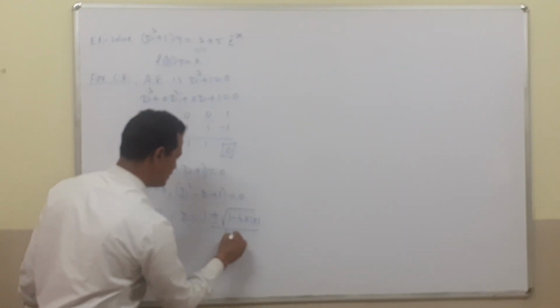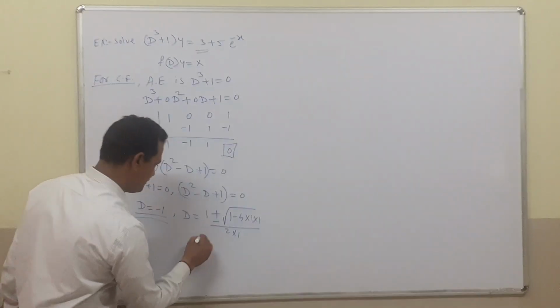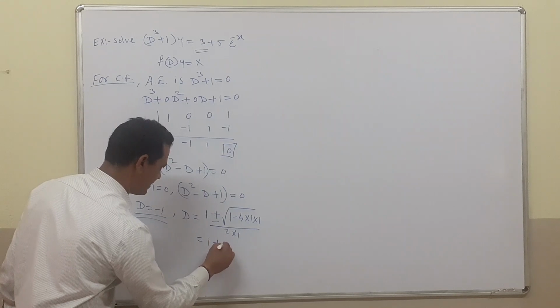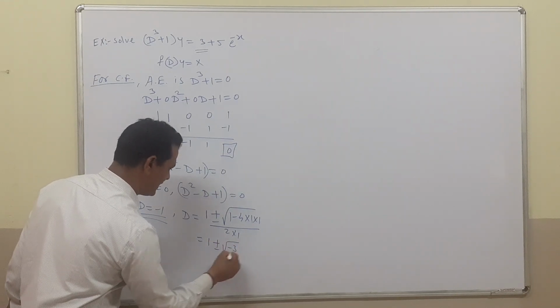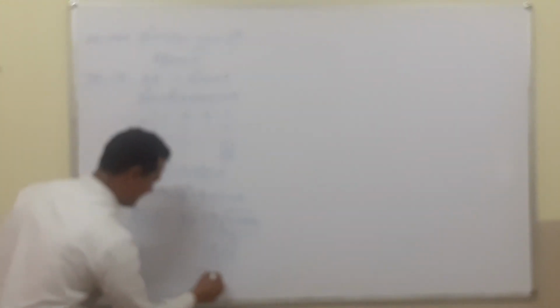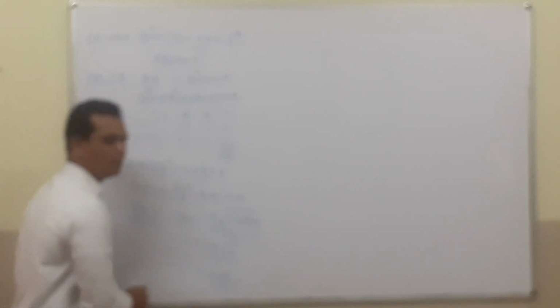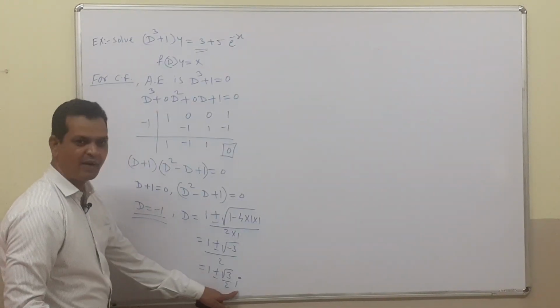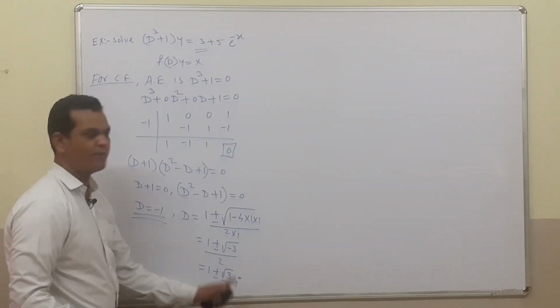So, divide by 2 into 1. So, final answer is 1 plus minus root of minus 3 upon 2. Or we may write this as 1 plus minus root of 3 by 2i. Now because of this term i, this root is called a complex root.